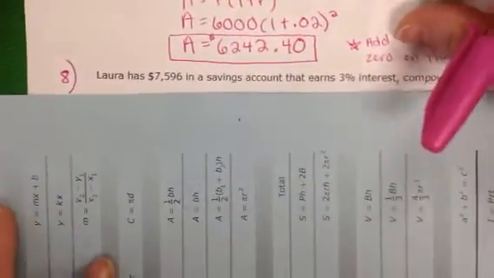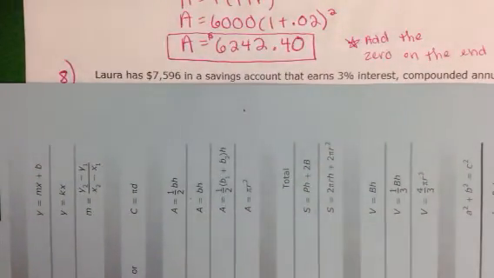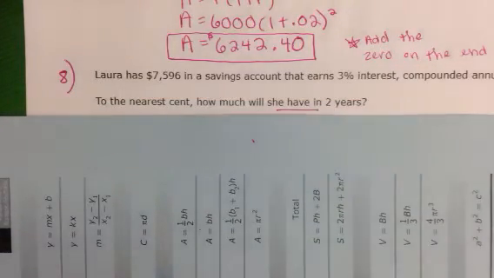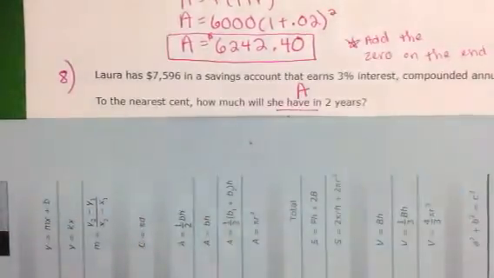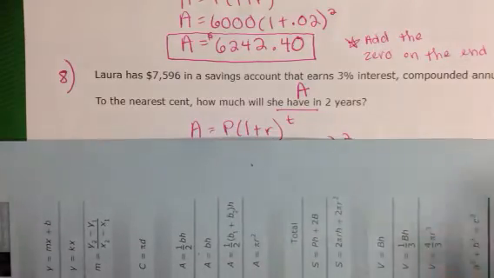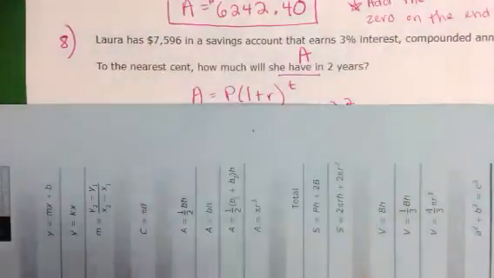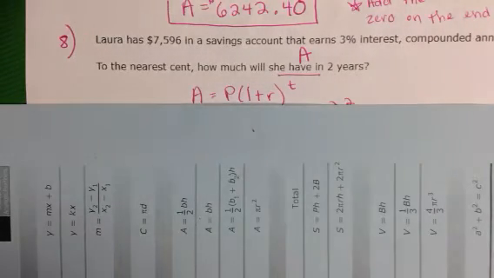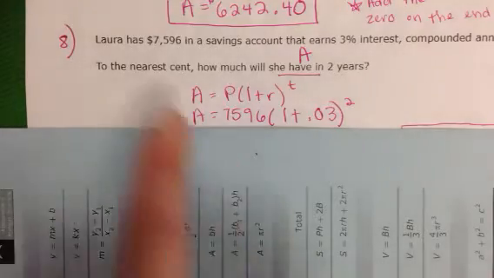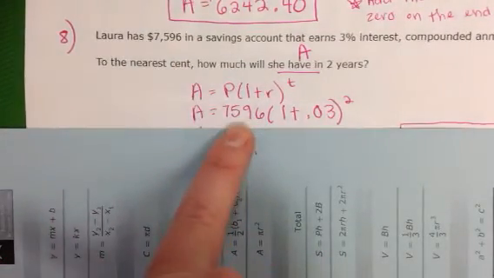Number 8. Laura has $7,596 in a savings account that earns 3% interest, compounded annually. To the nearest cent, how much will she have in 2 years? They want all of it. They said compound, so I use my formula chart or my notes to write down my compound interest formula correctly. I go get some numbers. Her principal start amount, I filled in.